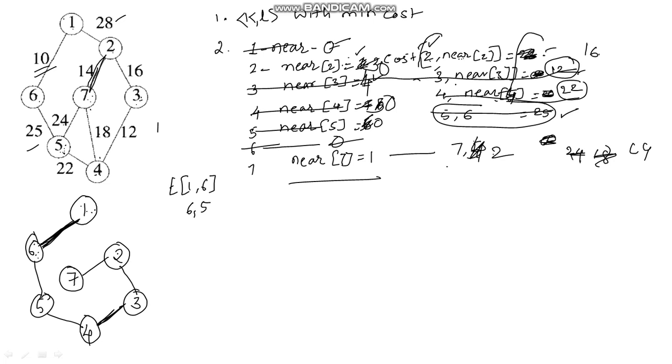And 2 7 is to be made. We have to repeat this for n minus 1 times, because a spanning tree with n vertices will have n minus 1 edges. This is how the particular Prim's algorithm works.